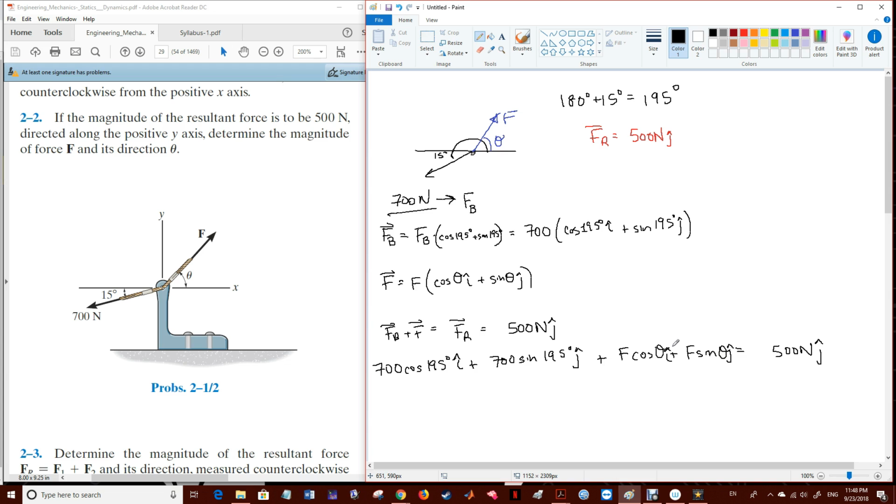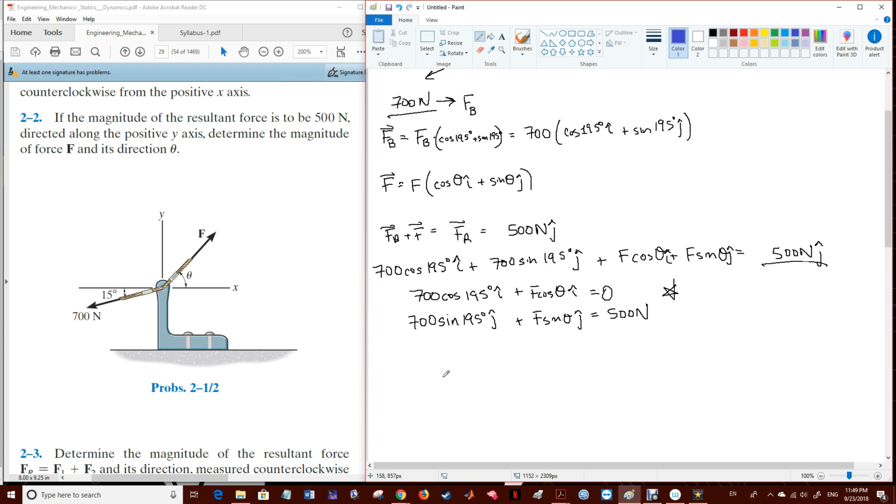And because we have both x and y components, we can actually separate these into 700 cosine of 195 degrees i plus F cosine of theta i is equal to 0, because our answer does not contain any x component force. Similarly, we have 700 sine of 195 degrees in the j direction plus F sine theta j is equal to 500 newtons. And now we have two equations that we need to solve for. So how could we go about this? Well, what you'll notice here is that we have a system of two equations with two unknowns.